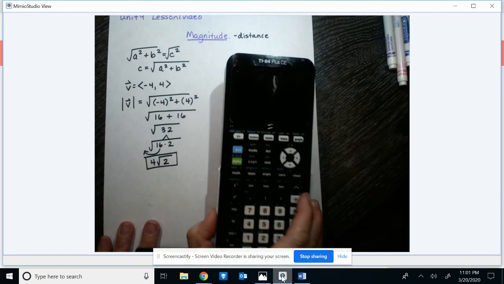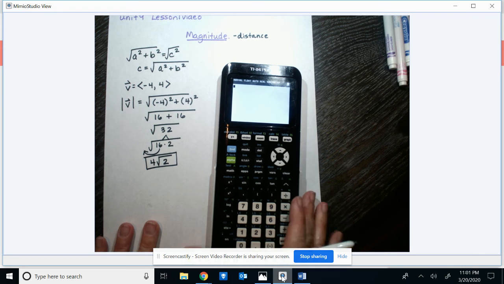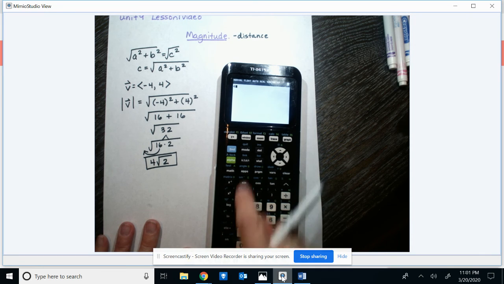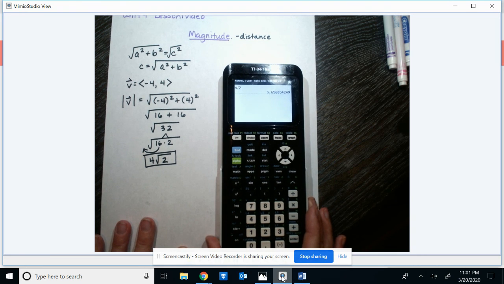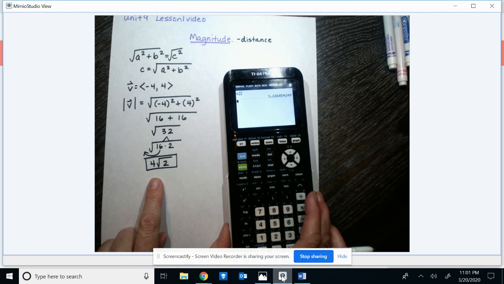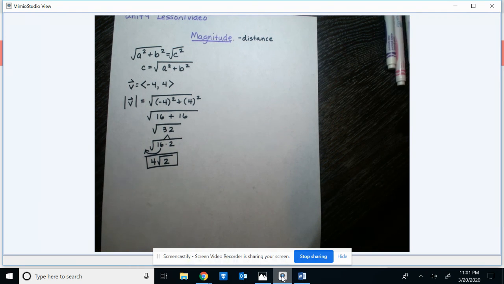You can go to your calculator and figure out like what that is as a decimal. So 4 square root of 2 is about 5.6. And so that would be the length of that vector. But I want you to keep your answers exact. And that's how you find the magnitude.